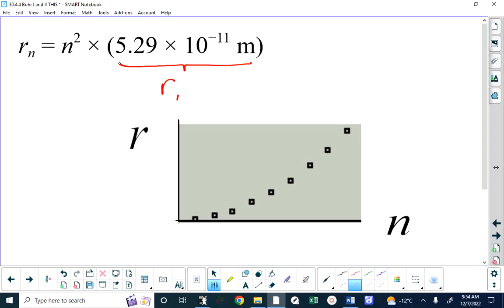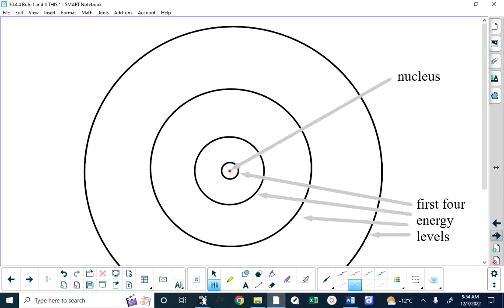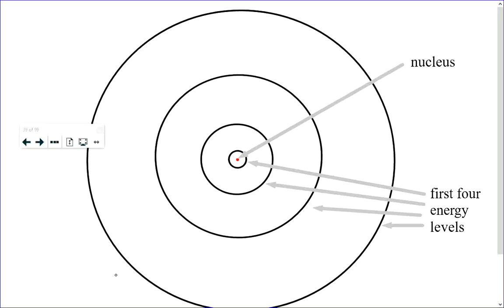I have seen on diploma exams them test your understanding of this relationship. Not the equation, but the visual graph, that the radii keep getting bigger and bigger and bigger. So this is what we're talking about here. This is just the first 4.